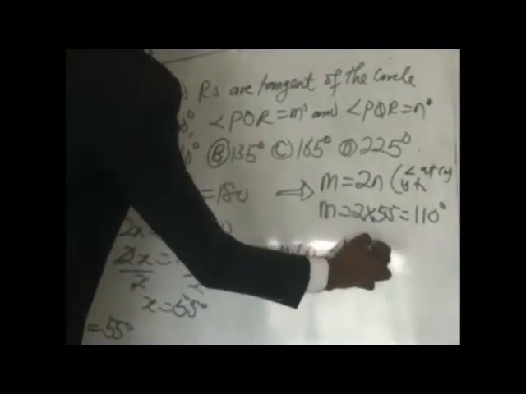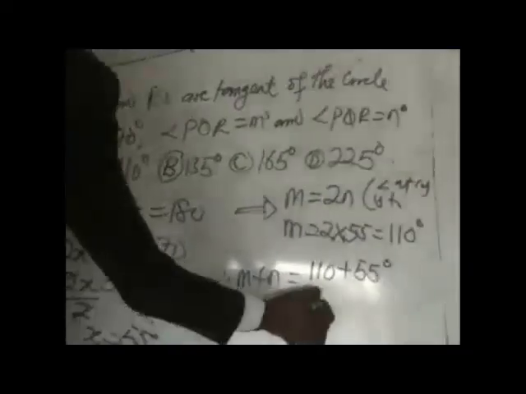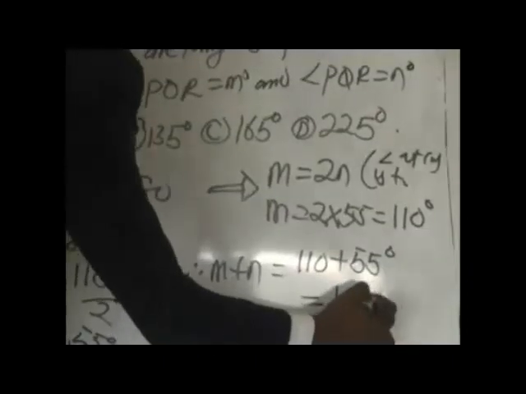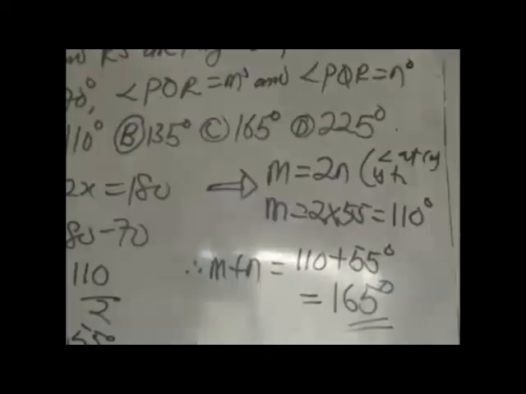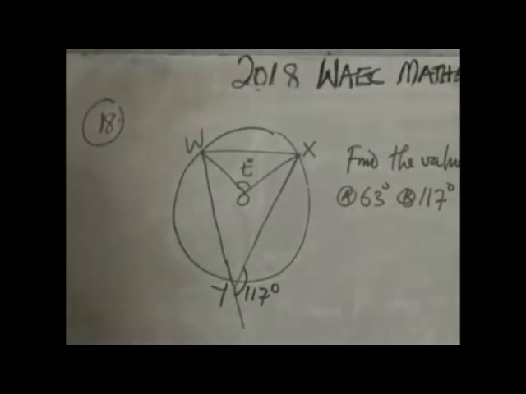Therefore, we were asked to find the value of m plus n. So m plus n will now become 110 plus 55 degrees. Are you following now? So 110 plus 55 degrees will give us 165 degrees. So 165 degrees becomes the value of m plus n, and our correct option is option C. Are you getting it? Alright, let's move on to the next question, question 18 of the 2018 WAEC Mathematics past question.